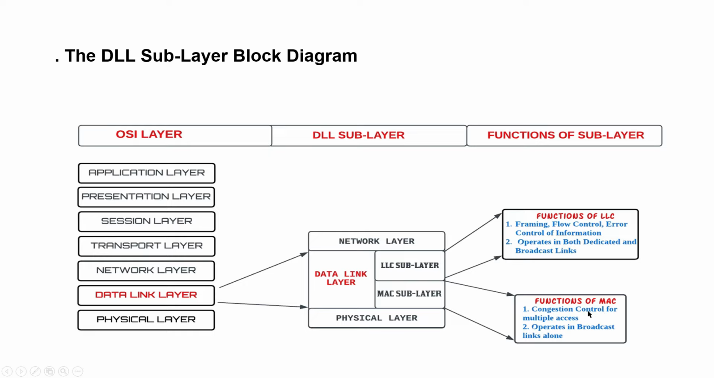The MAC is, everybody should know, for controlling multiple access. Multiple access means one sender and a number of users, say 60 or 120, accessing the same data. It operates on the broadcasting link alone. This is the data link sublayer block diagram: the OSI layer, the data link sublayers, and the functions of the sublayers.